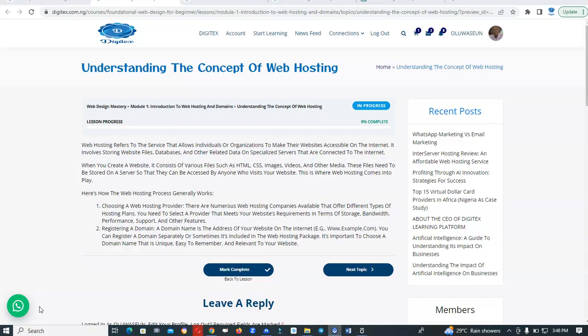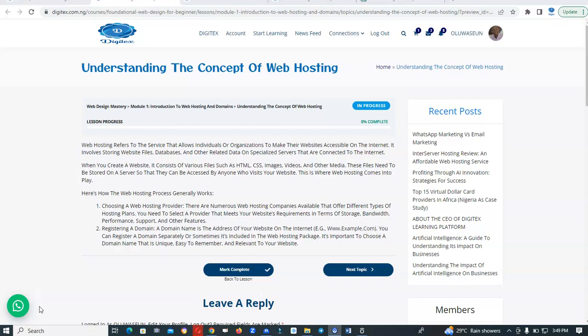So what makes that available? When you enter digitest.com.ng and you're accessing all the information we have on Digitest, what is the web hosting that makes that available? They actually provide the services that makes our domain name show you what we have to offer. And that is also applicable to all the websites that you might come across on the internet. Once again, web hosting refers to service that allows individual organizations make their website accessible.